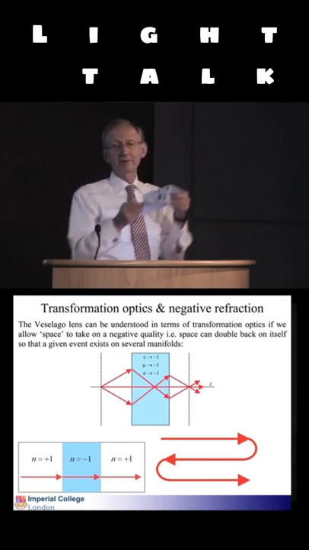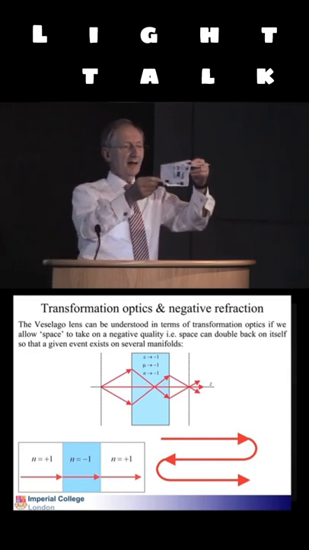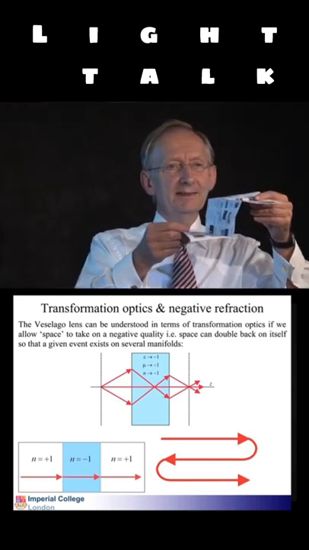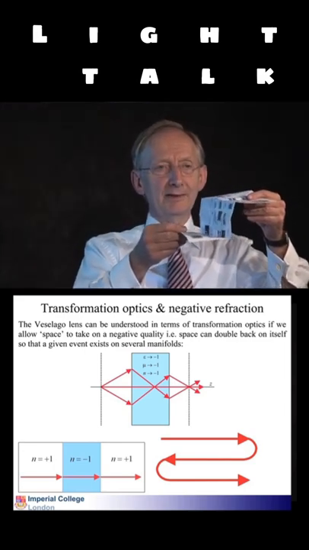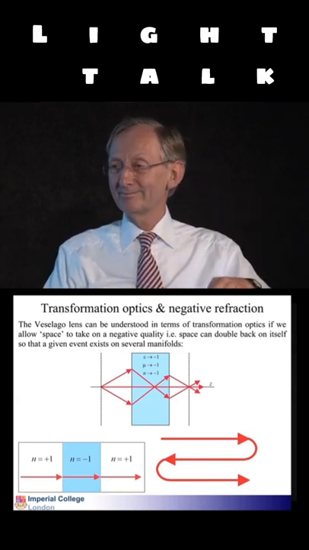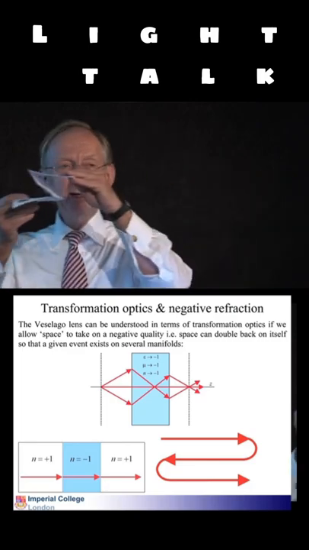And as I squash it, the refractive index goes up. Of course, the metric increases. And I can squash it till the refractive index is infinite, infinitely positive. And then if I'm a mathematician, I can squash it a bit more. Like that. Now that's a really weird space.